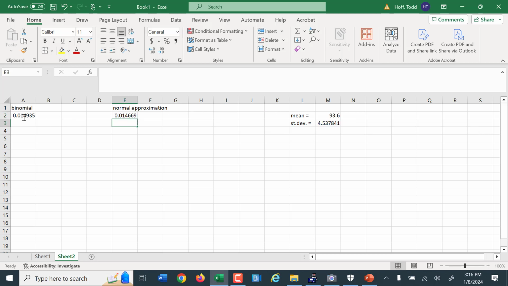Notice we get a really close to the same number, 0.0149 to 0.0147. So really close to the same probability for that example.